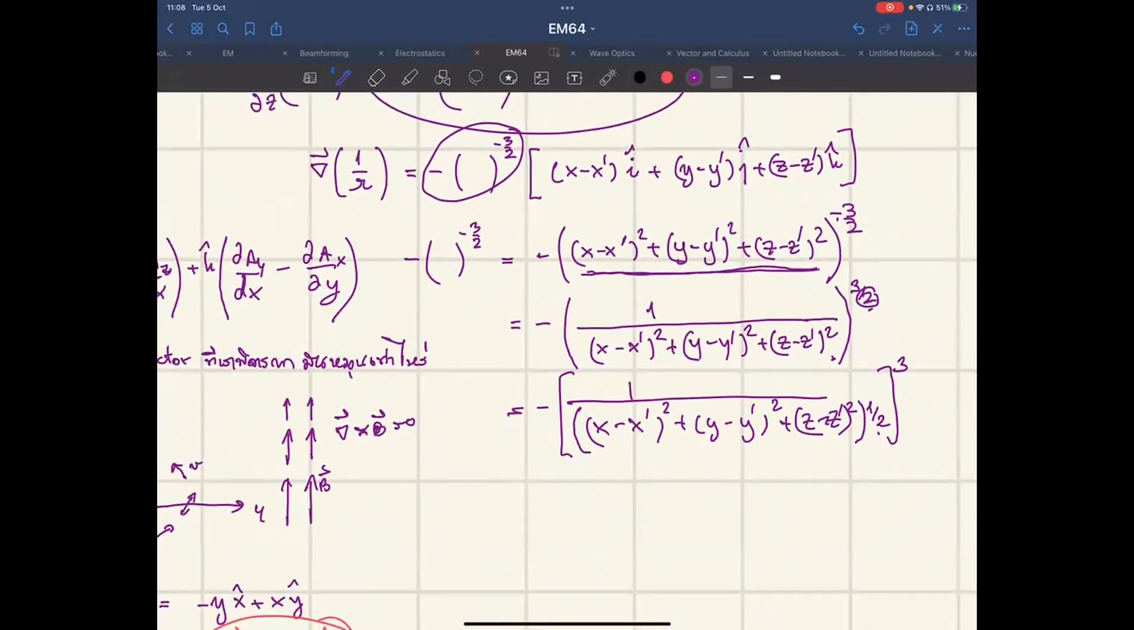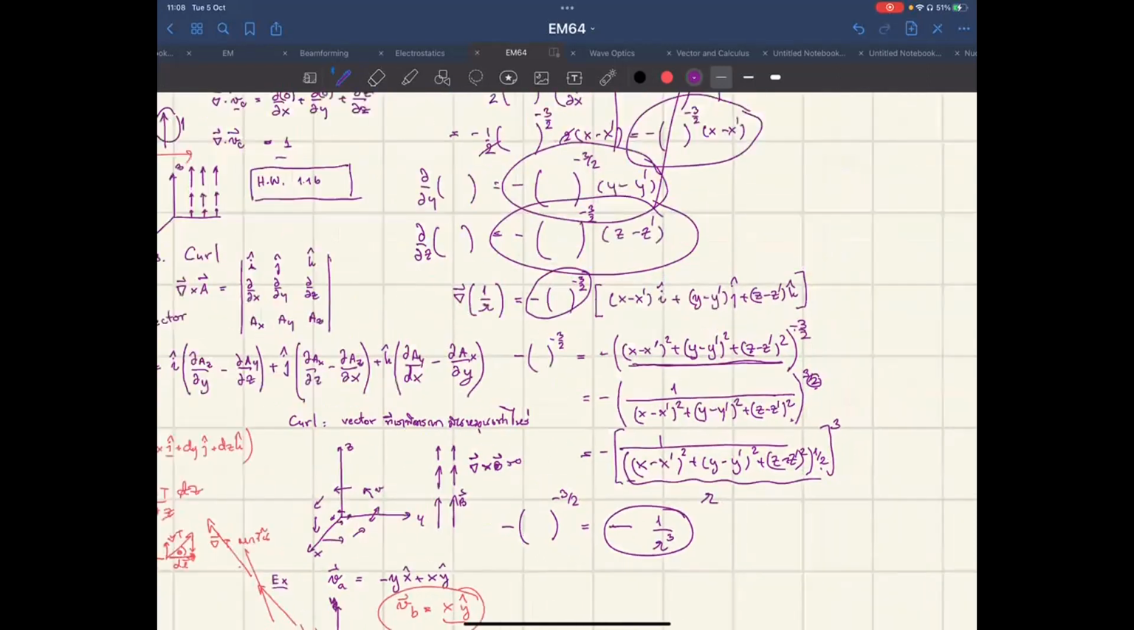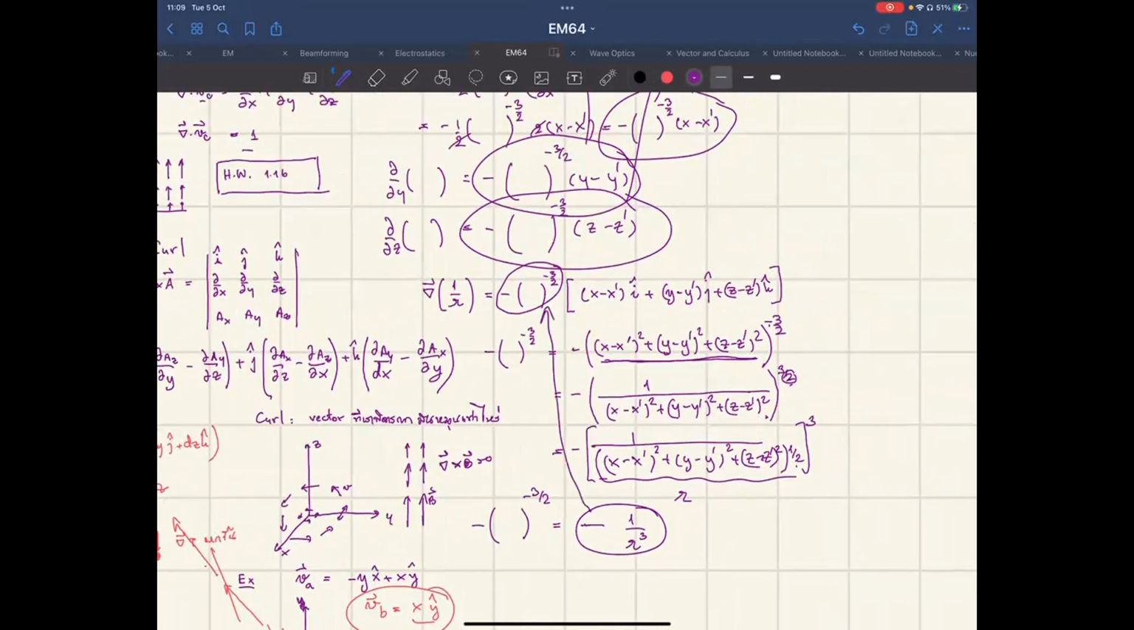I try to do it step by step. I don't skip any step, okay? And what about this term here? What is equal to what? It's equal to this term. So we have minus 1 r to the 3. Okay, so the whole parenthesis here is equal to this one. Now we replace it into the equation here.